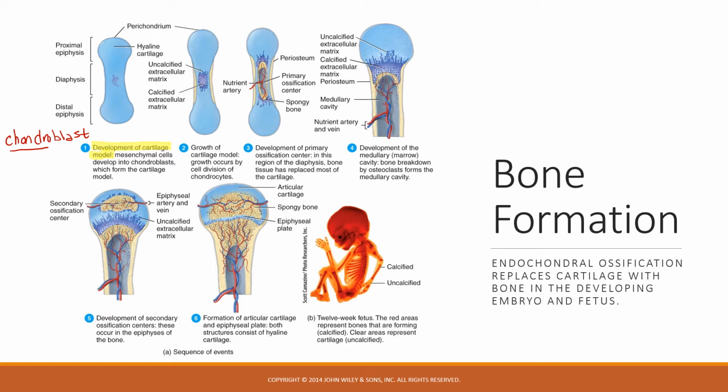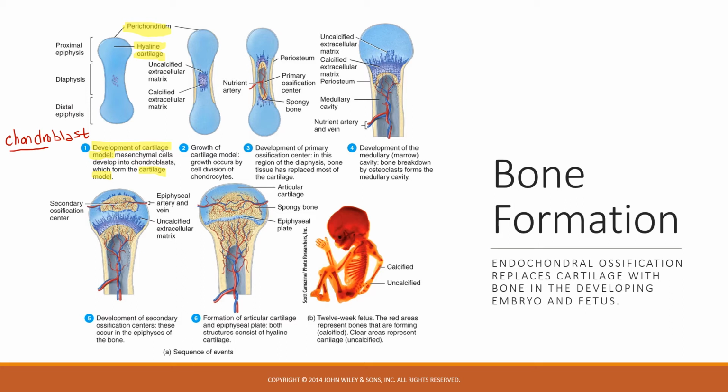And these chondroblasts secrete cartilage extracellular matrix, and they produce this cartilage model, as is modeled right here in number 1. So this consists of hyaline cartilage. This is the type of cartilage that the model is going to be made of. A covering called perichondrium develops around the cartilage model.